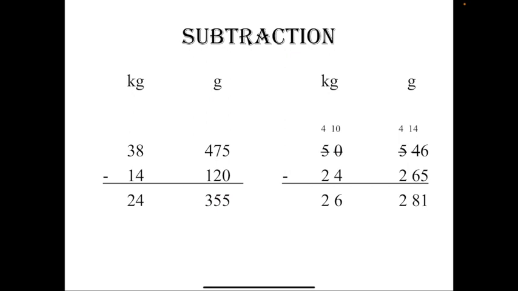So when we arrange them in columns and then subtract, starting from the extreme right, 5 minus 0 is equal to 5. 7 minus 2 is also equal to 5. And 4 minus 1 is equal to 3. Now coming to the kilograms column, 8 minus 4 is 4 and 3 minus 1 is 2. So your final answer is 24 kilograms 355 grams.